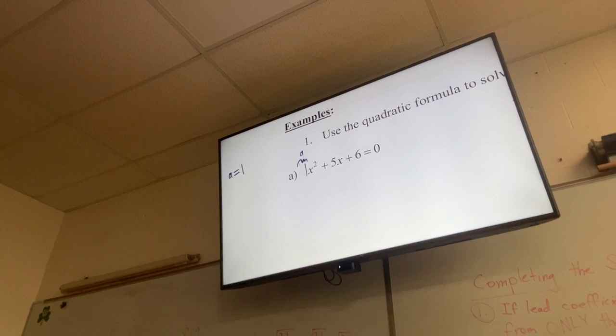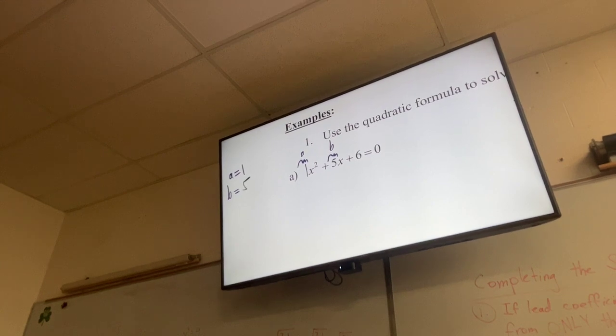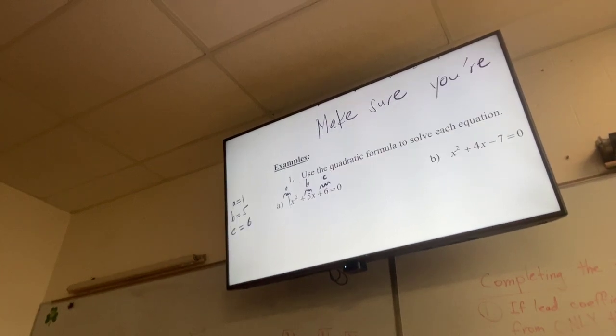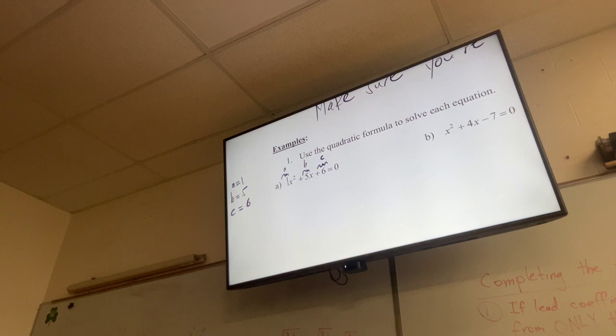We call the number next to that x variable our b. So here our b is equal to 5. And we call the constant term, the term with no variables, c. So our c is equal to 6. So that's the first step: just make sure you know what a, b, and c are equal to for that problem. And then you can plug it all into the quadratic formula.